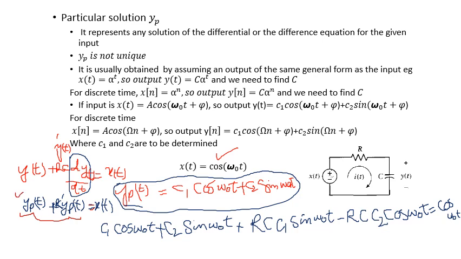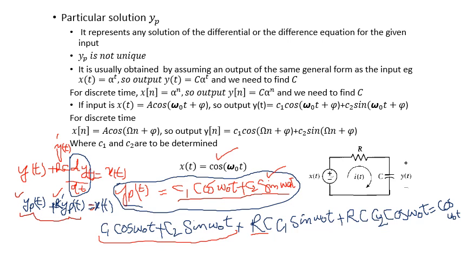So y_p(t) we assume is equal to c1 cos ω0t plus c2 sin ω0t. If I replace here, y_p(t) is equal to this. Then we have RC times the derivative of y_p(t). RC times the derivative of this will be equal to c1 RC sin ω0t, and when I take the derivative of sine, it is plus cos, because the derivative of sine is plus cos. One more thing I forgot is the ω0 factor.